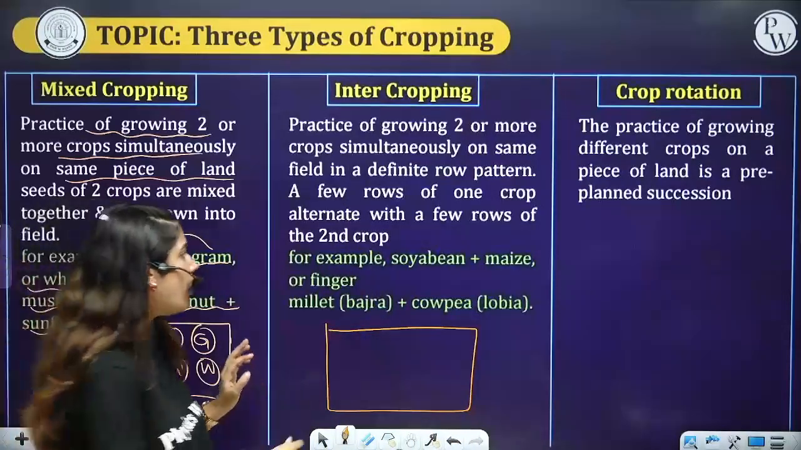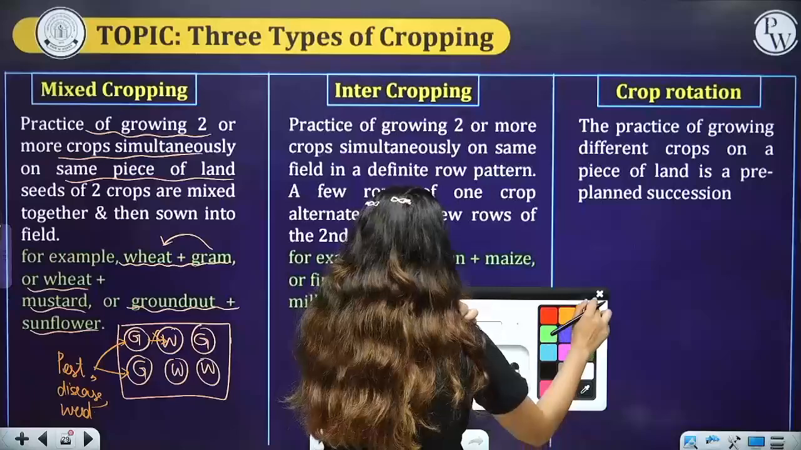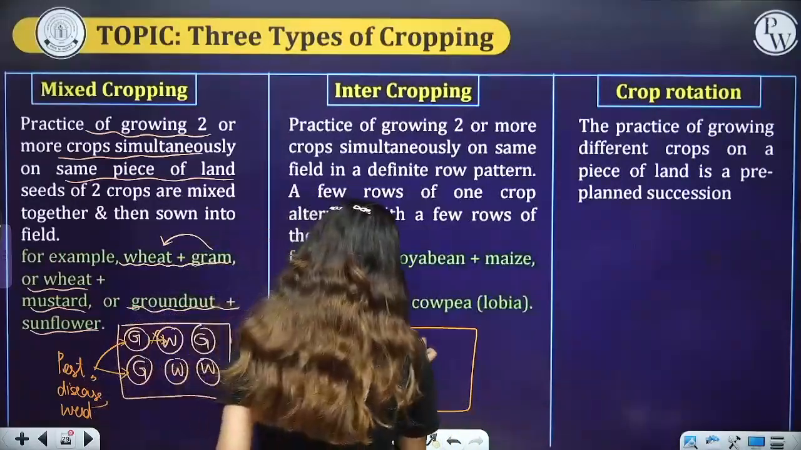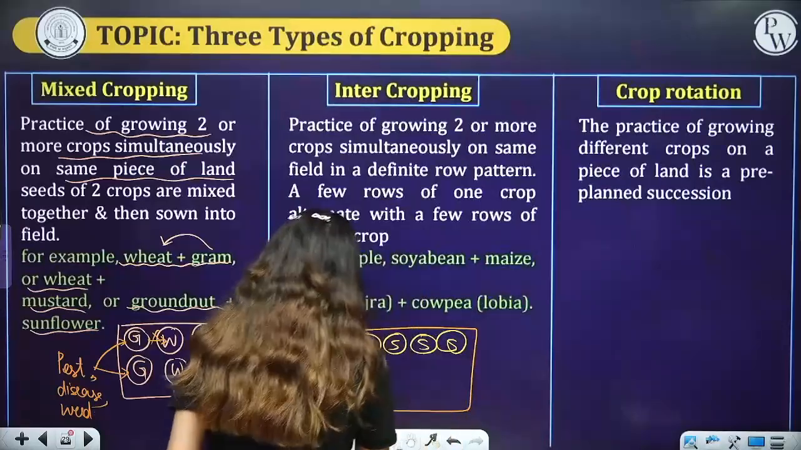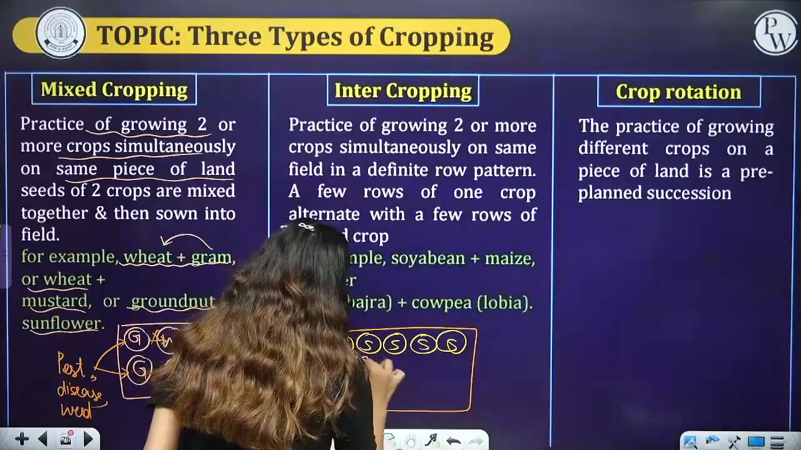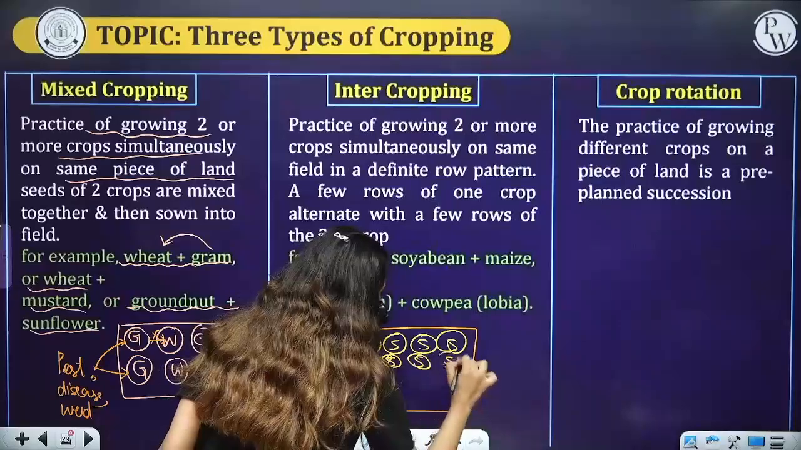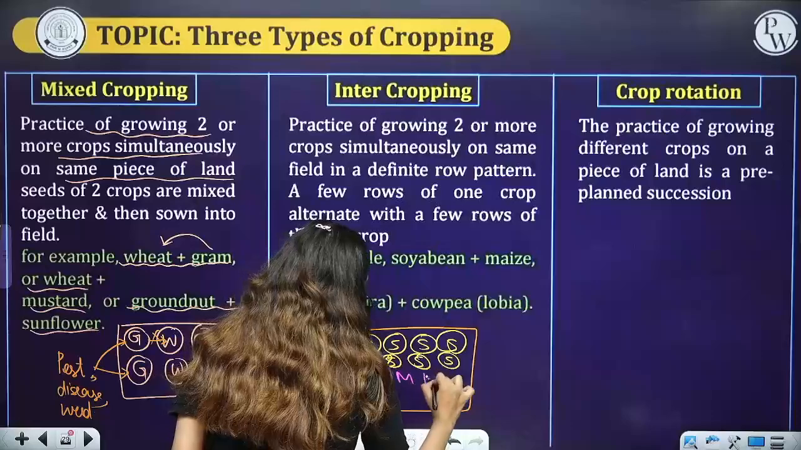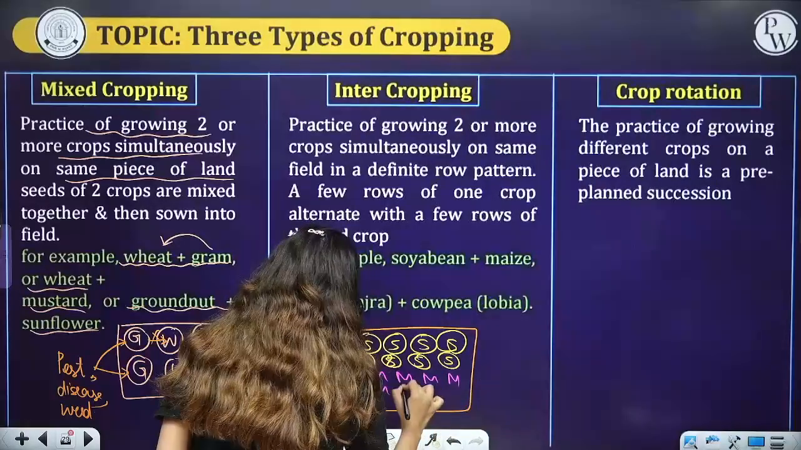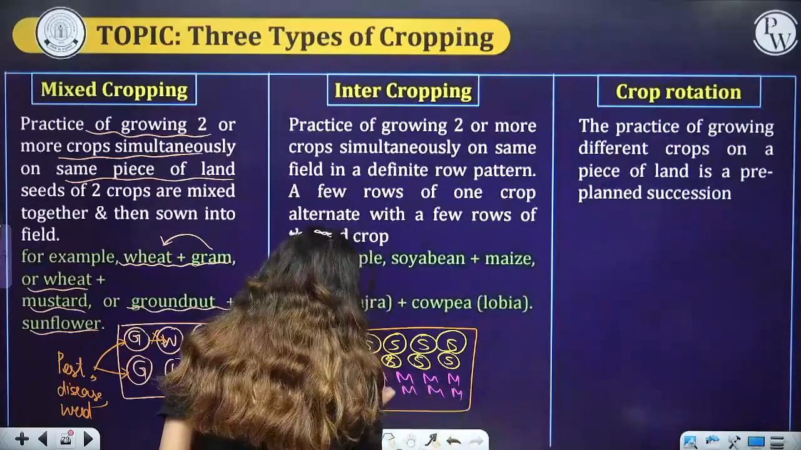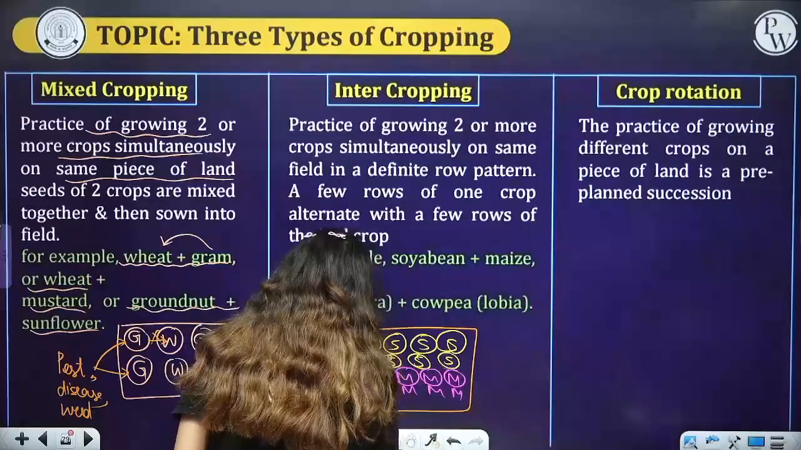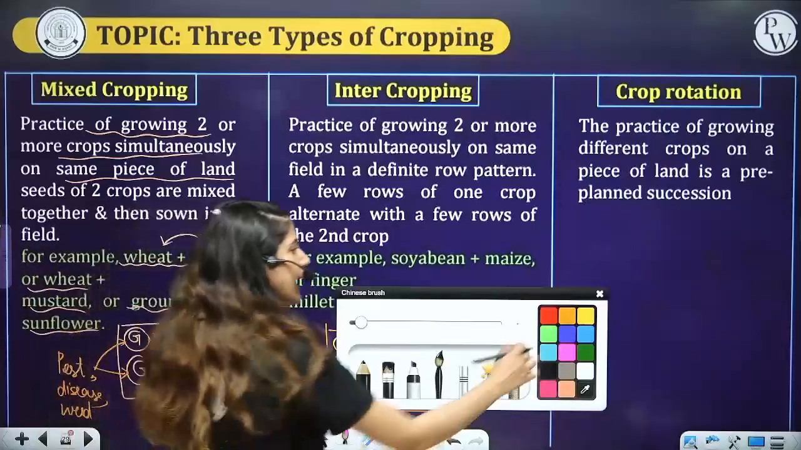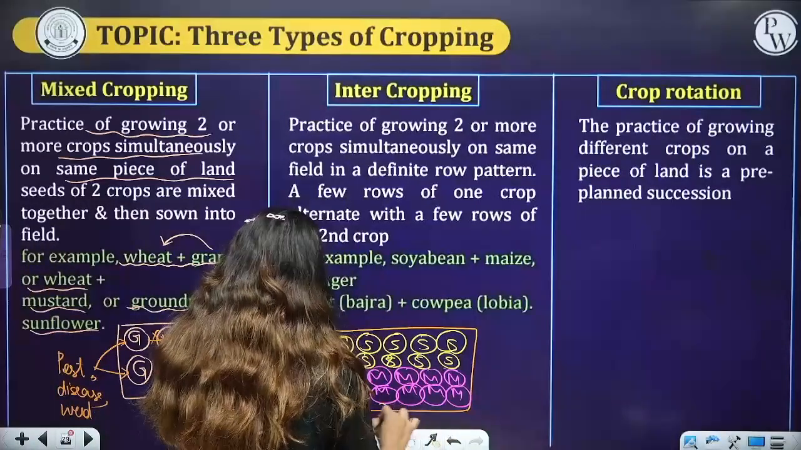more crops. But how are we growing them? Suppose I am growing soya bean and maize. This is my soya bean. Then I am growing the maize. So what are you seeing? Is there a particular pattern here? Yes, ma'am, there is a pattern here. We could see that you are growing these crops, and again, maybe you can grow the soya bean again, right?